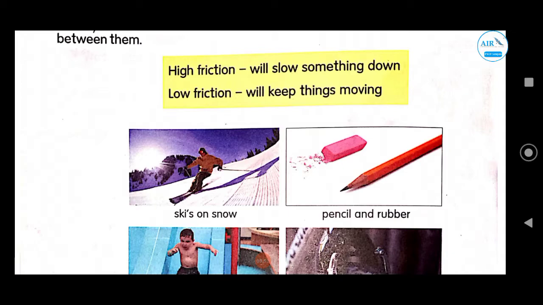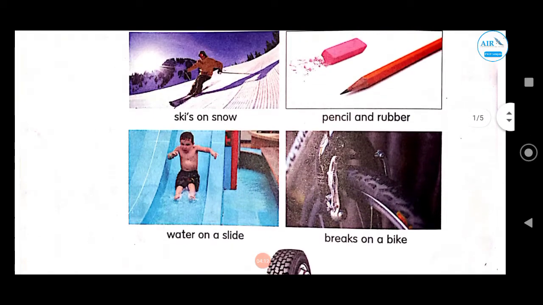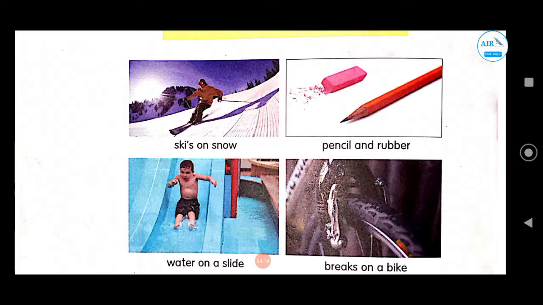And the player has sticks in his hand. These sticks provide high friction. For example, if he wants to stop or slow down his speed, he can use these sticks. Okay, so this is the difference between high friction and low friction. Also you can see that water on a slide provides low friction, due to which a baby falls down with more speed.